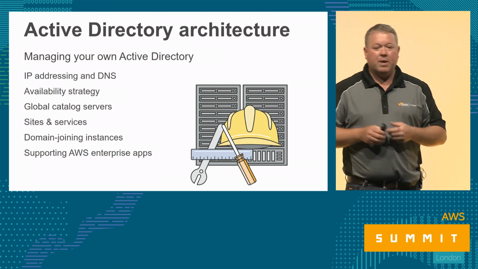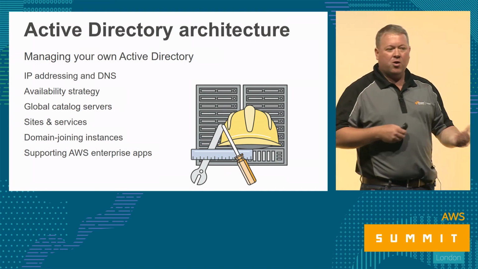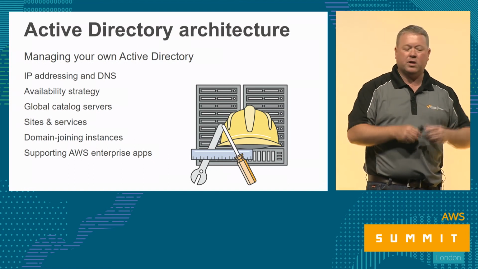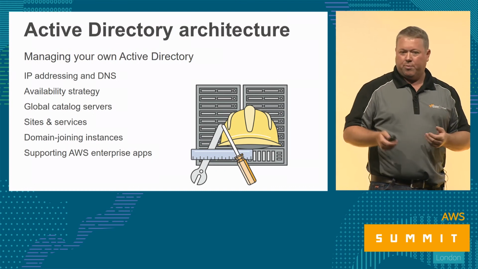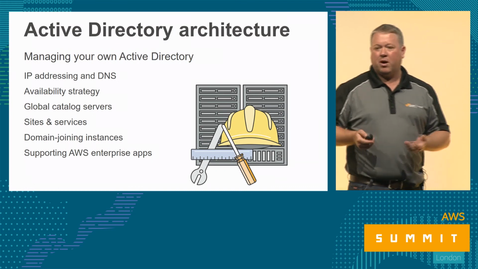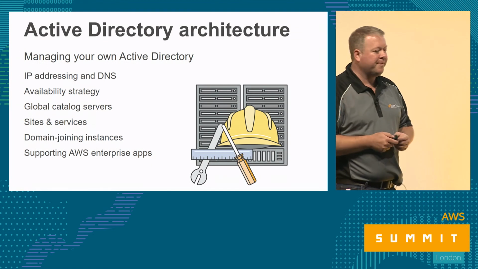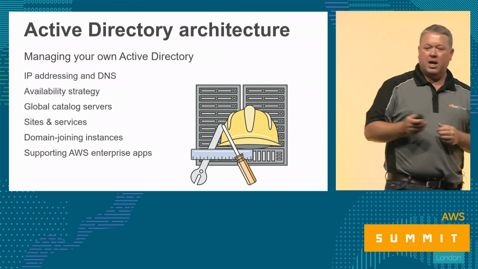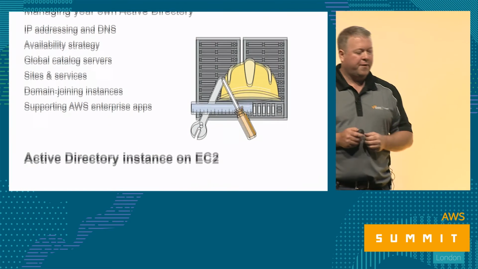Domain joining instances. Now, I can't auto-domain join instances on my own EC2, so that's only supported if using our service. You could, but you'd have to automate the process of domain join, which means you're saving usernames and passwords. It's not a great way to do it. And of course, if you're looking to support AWS Enterprise apps, so how do we do this? We're going to cover a few of these.